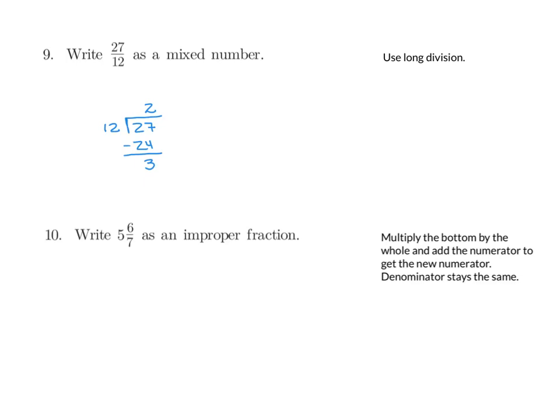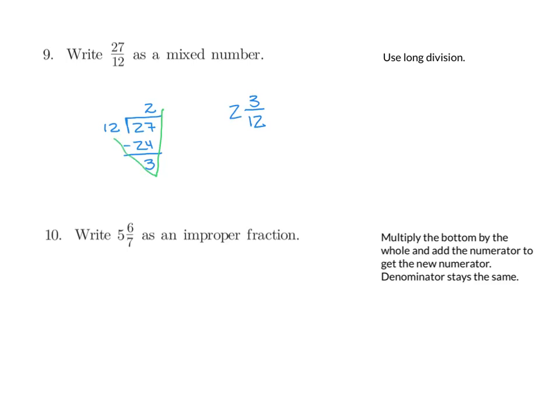So when we write this as a mixed number, 12 goes into 27 2 whole times. So 2 is our whole number. Our remainder becomes our numerator. Our denominator stays the same. Remember, you can also use the checkmark method. Checkmark method, what it does is we have 2 and 3/12.